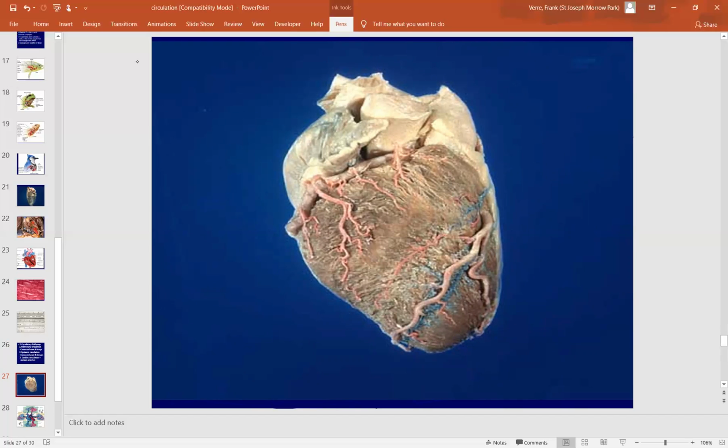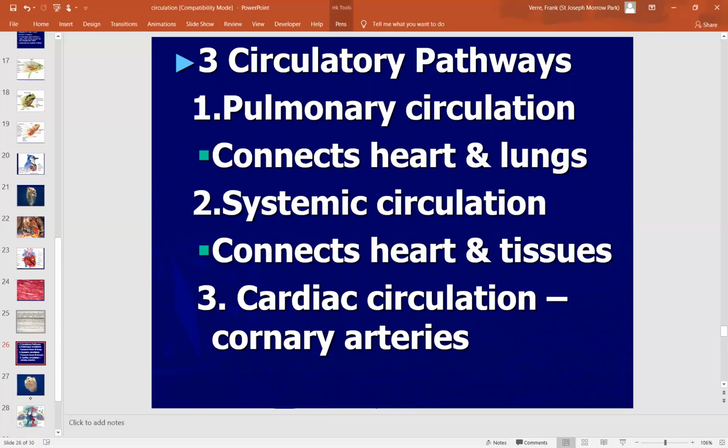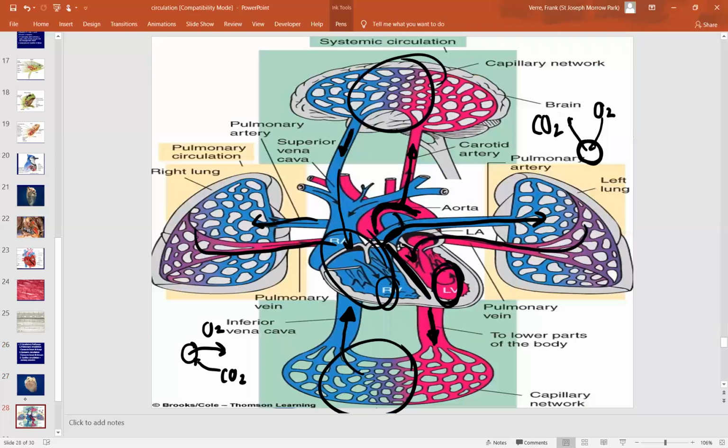So you'll notice that you can see these arteries and veins in the heart itself because the heart is actually supplying its own little circulatory pathway. That's one. That's called the cardiac circulation. But the other two are here. So you can see the pulmonary circuit is highlighted in, I guess, this light yellow. And the systemic circuit is in green.